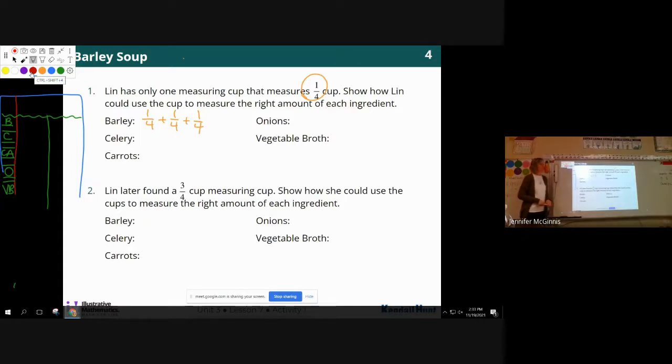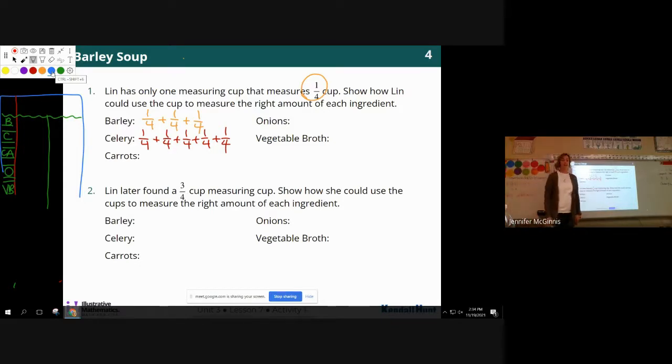Celery. How much celery does she need? How much celery does she need, Dominic? 5/4. She only has the 1/4 measuring cup. So how many times is she going to have to scoop for celery? 5 scoops for celery. So 1/4. How many times am I going to write this? 5. Right. That's right. 5/4 celery. Thumbs up when you're finished.